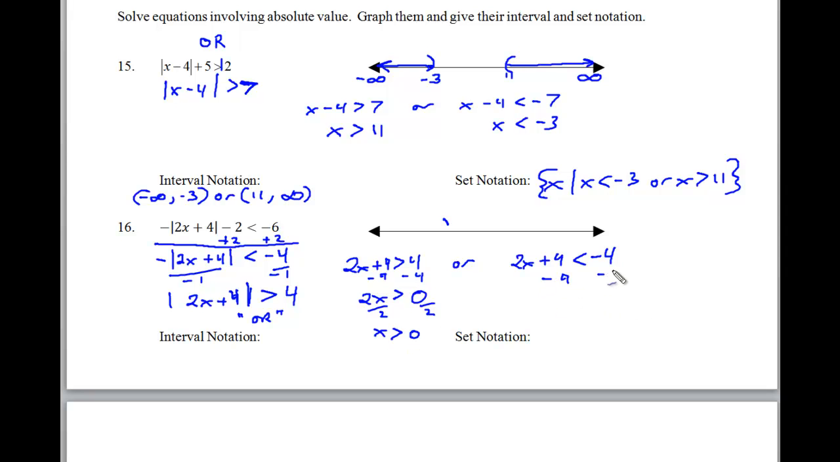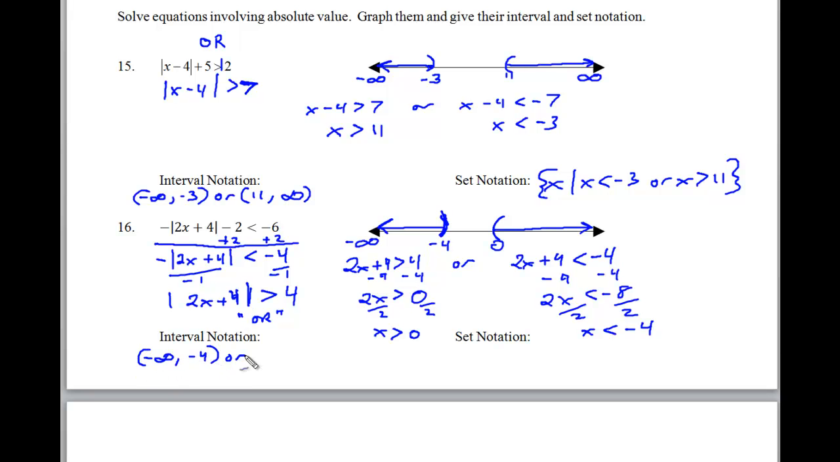Here I'm going to subtract 4 from both sides. So 2x is less than -8. Divide both sides by 2. x is less than -4. So I've got two equations going in opposite directions. I've got one that starts at -4 and goes to the left, and another that starts at 0 and goes to the right. So my interval notation is going to be between -infinity and -4, or, using the union symbol, from 0 to +infinity.